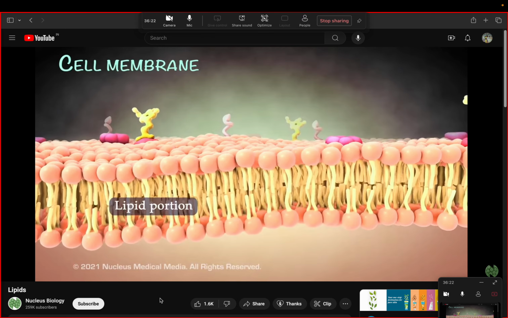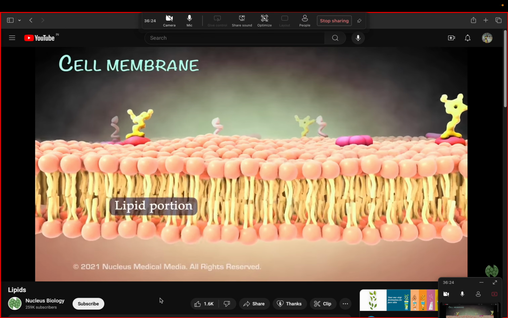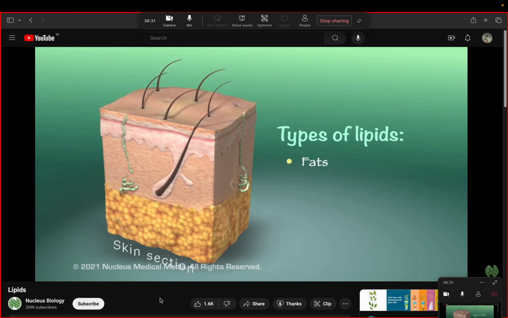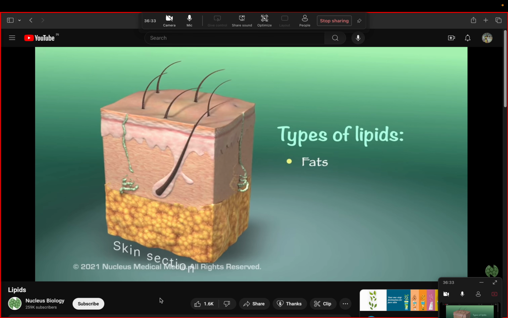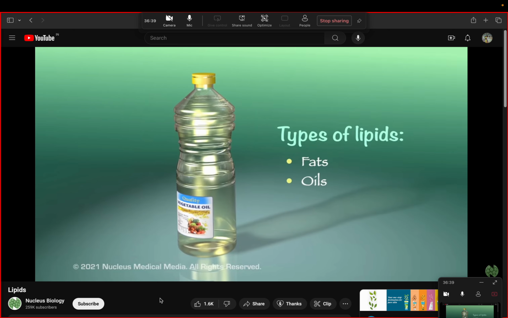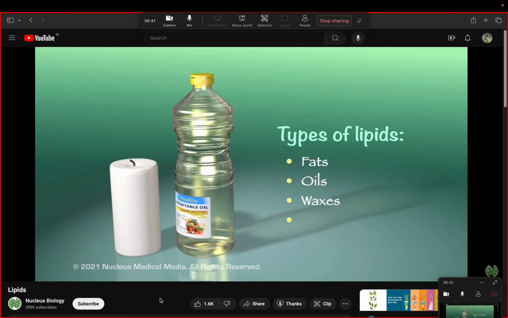cell. Most people think of lipids as fats, such as the fat in your body. Fats provide long-term energy storage and insulation in living organisms. But fats are just one type of lipid. Oils, waxes, and steroids are also types of lipids.